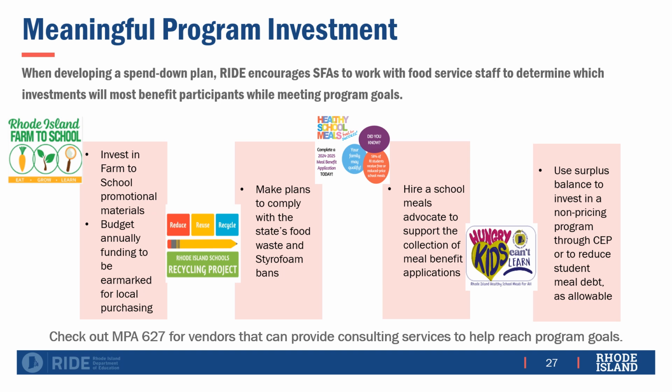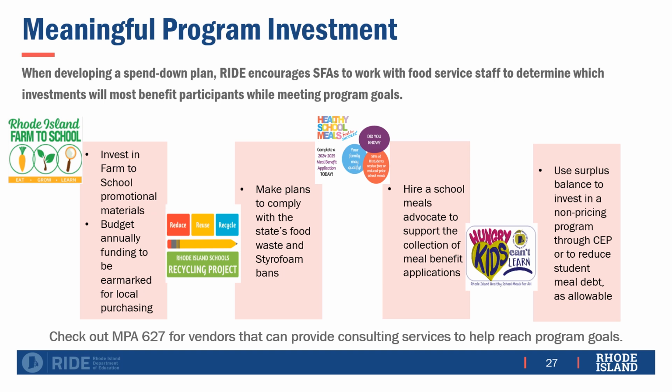budgeting annual funding to be earmarked specifically for local purchasing in addition to existing operational food budget, making plans to comply with the state's food waste and styrofoam bans or any other federal, state, or local regulations or laws that may require facilities upgrades, training, partner engagements, etc.